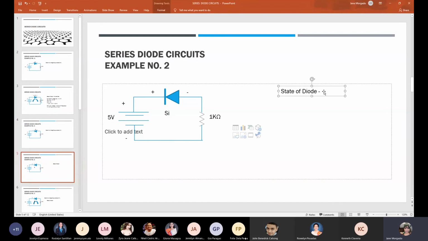Reverse. Okay. So, state of diode is reverse bias. Ayan. So, what does it mean? Pag reverse bias, if the diode is reverse bias, it's like an open circuit. Okay? So, paano bang open circuit? So, open circuit, so it's like this. Unti-unti lang natin.